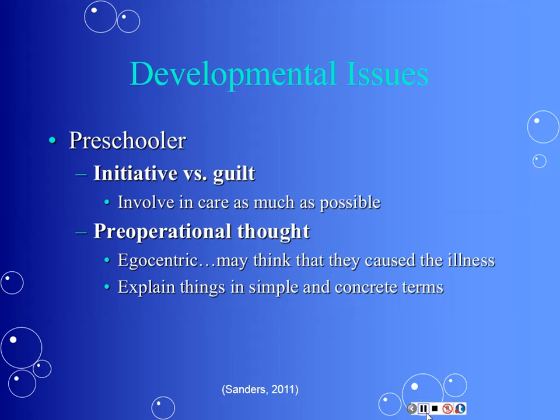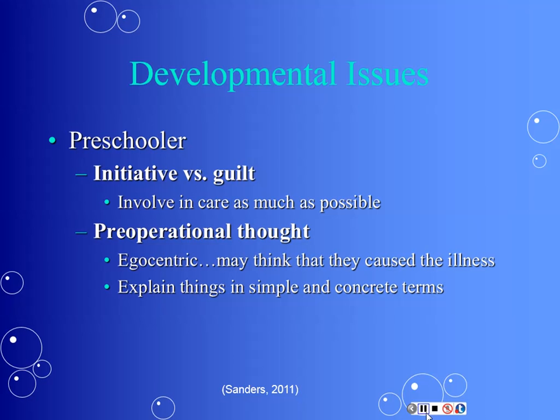So preschoolers, we've got initiative versus guilt for Erikson, and pre-operational thought. Egocentric, they can think they caused the illness. Things need to be explained to them, but they need to be very simple. I need you to do this now, or I need you to do this. You can't give them like 3-step things. That doesn't work. We want to involve them in care, that kind of thing. Can you hold this for me?